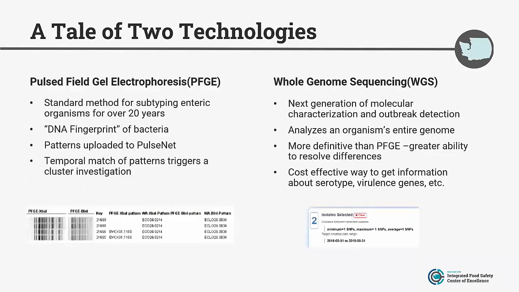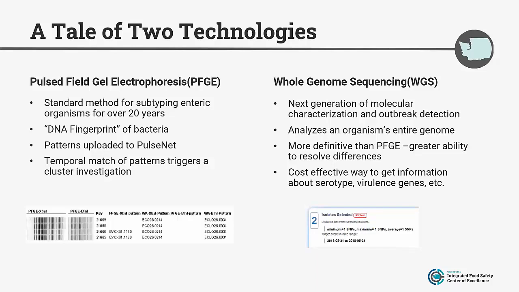So many of you, if you've been around for a while, know that sequencing technologies have changed. The standard for over 20 years for subtyping enteric organisms was PFGE, or pulse field gel electrophoresis. That would generate these DNA fingerprints of the bacteria that could then be uploaded to CDC's PulseNet system and get assigned pattern names. And then matches of these patterns would trigger cluster investigations.